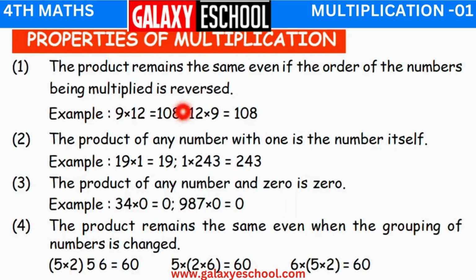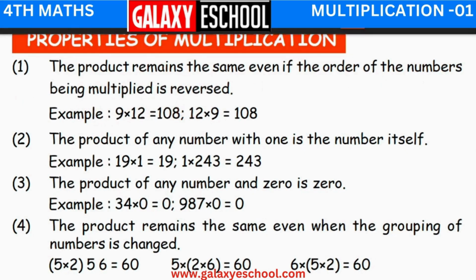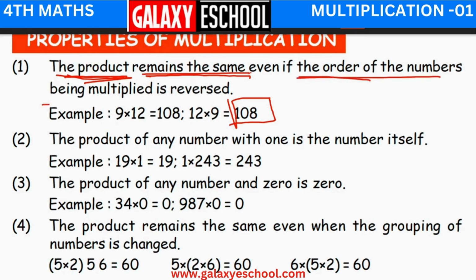Now let us look at some properties of multiplication. The first property is that the product remains the same even if the order of the numbers being multiplied is reversed. What are they saying about the product? That it remains the same. What is the product again, children? The product is the answer of multiplication, the answer that we get from multiplication. It remains the same even if the order of the numbers being multiplied is reversed.